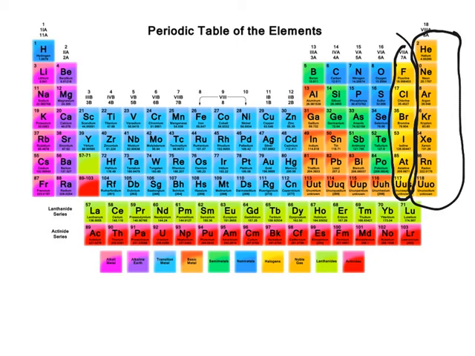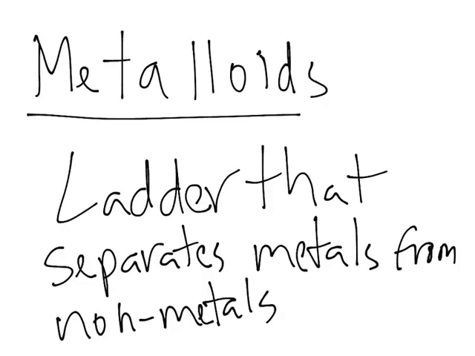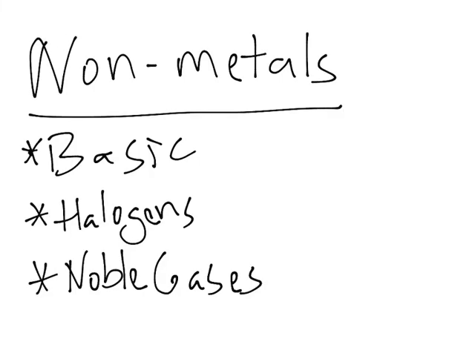You only have to recognize that metals are alkali metals, alkaline earth, transition metals, basic metals, and the lanthanide and actinide series. Metalloids are simply the ladder, and the nonmetals are the basic, halogens, and noble gases. And that's it for the periodic table.